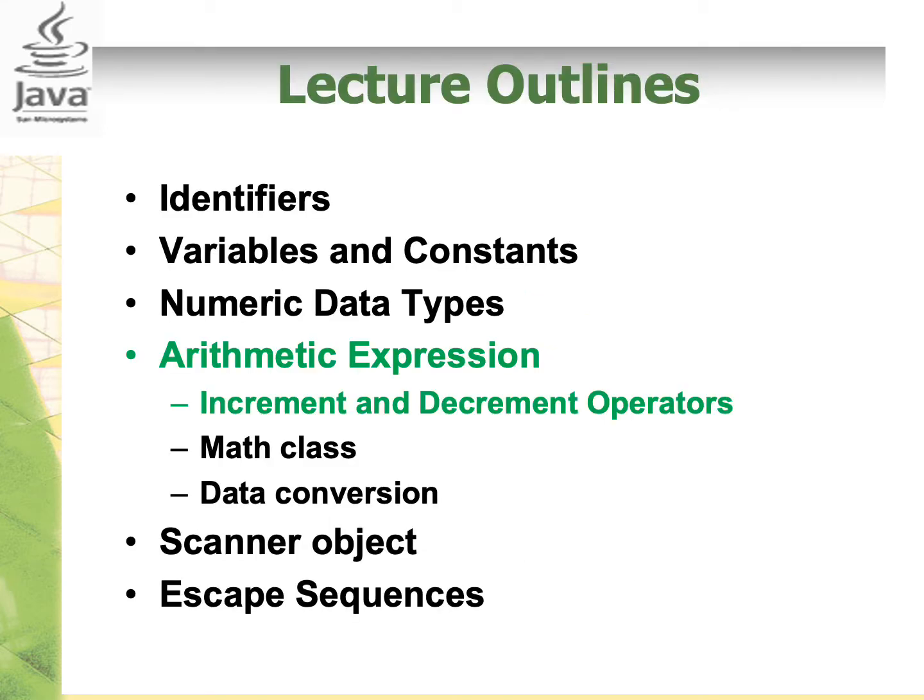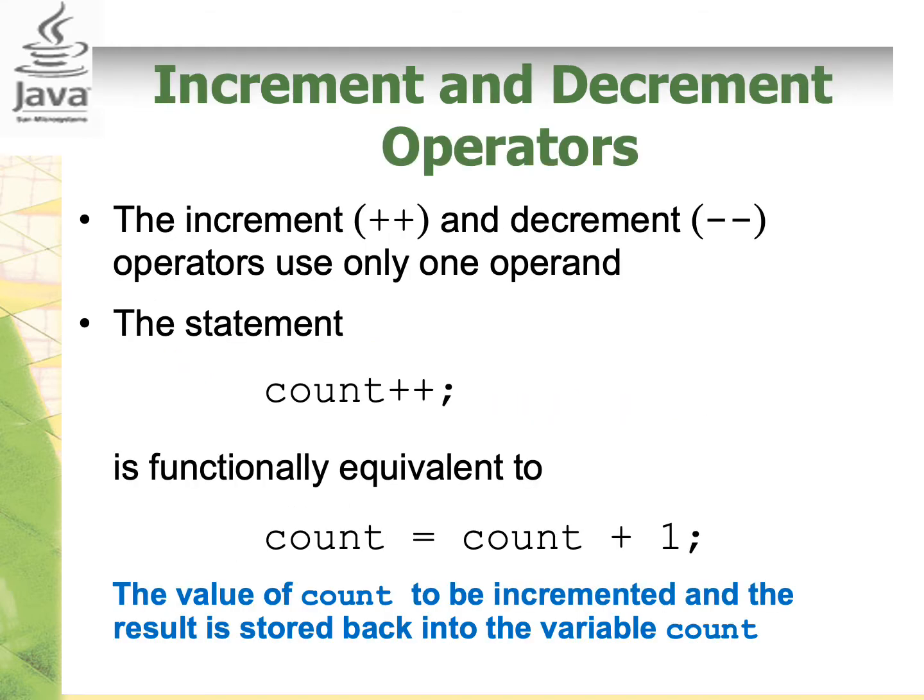In this part, we are going to learn about increment and decrement operators. Increment and decrement operators. Increment is the plus plus sign, while decrement is minus minus. These operators use only one operand, meaning only one number.